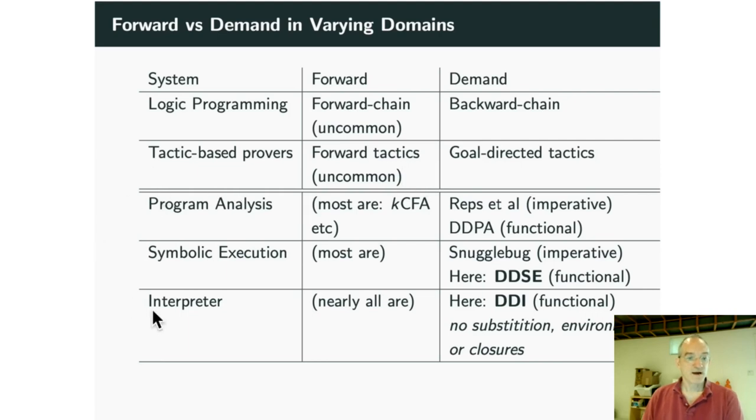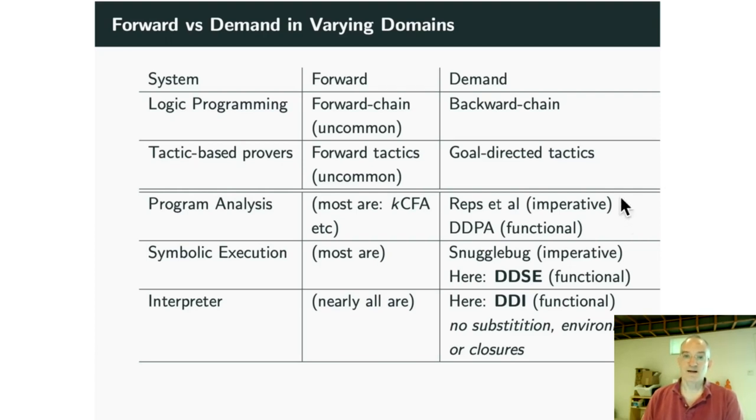Now, if we look at program analyses, symbolic executors, and interpreters, it's more the opposite. You don't have a fixed, narrow goal in the space. You want to run the whole program in all of these cases, so they tend to be forward. But there are some cases when demand is useful. If you have a particular part of the program you want to get a very accurate result on, a demand program analysis could be effective, and you don't have to go through all the work on the whole program.